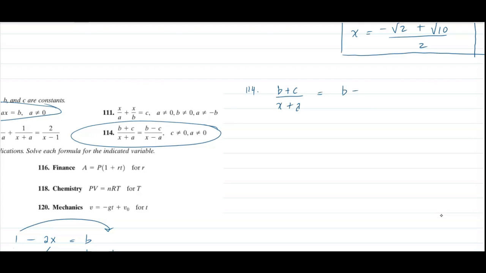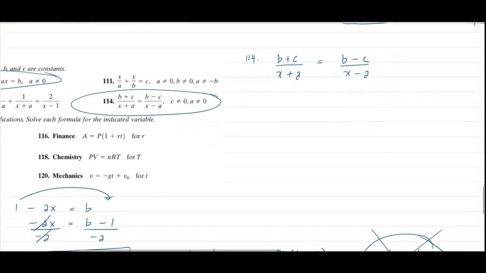So you have b minus c over x minus a. Now what would you have done? What I taught you is whenever you have a proportion, i.e. a single fraction on one side and a single fraction on the other, the best method to use is the technique of cross multiplication. So we're going to go ahead and cross multiply.